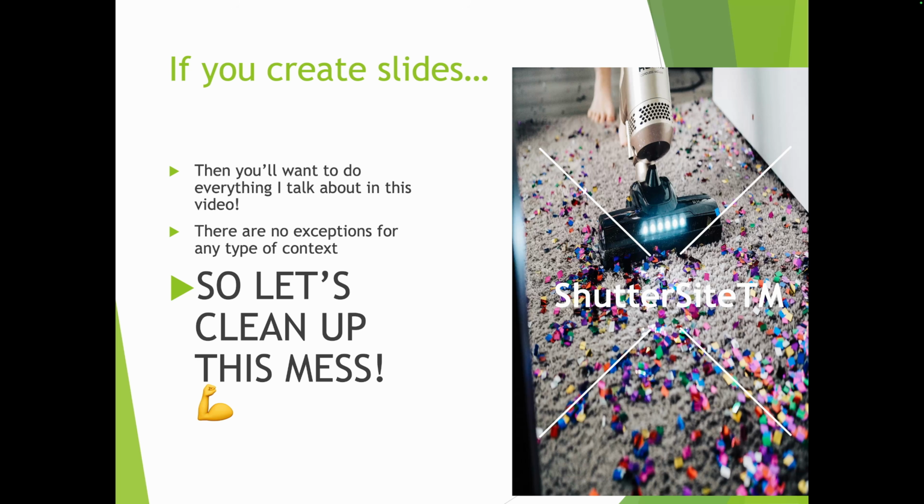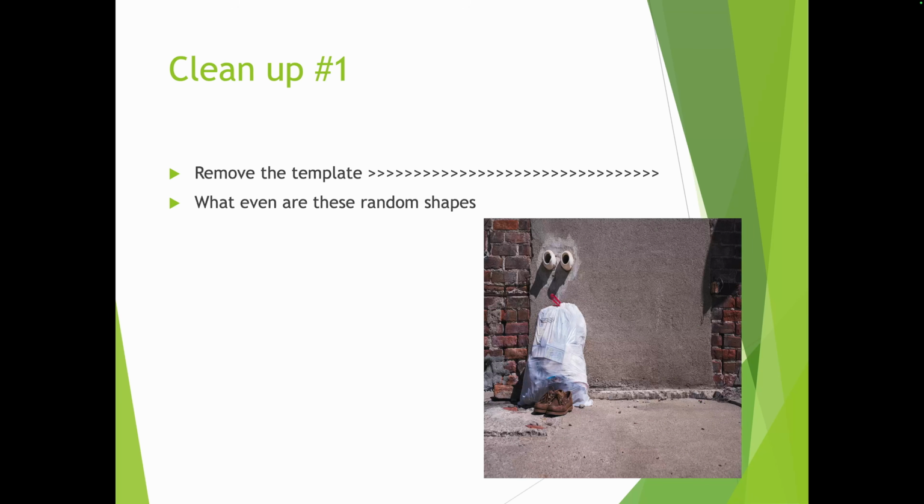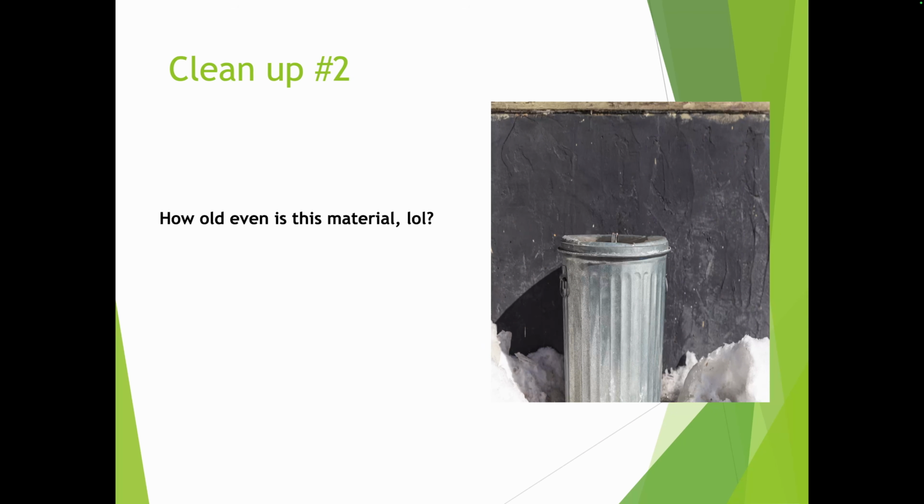The first thing that we're going to do to clean up our slides is remove the template, like these random shapes, this random shape design template. The second thing that we're going to do is change the size of the slide from a square to a widescreen. This right now is a 4:3 slide size, and it looks like a square, and we want that to look more like a rectangle. We want that to be widescreen.